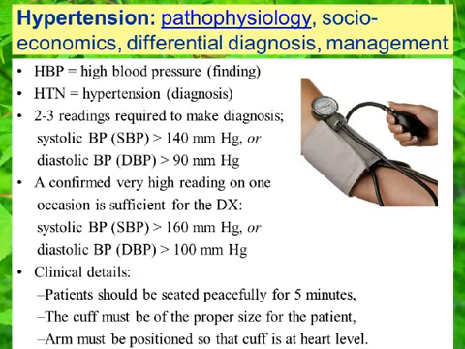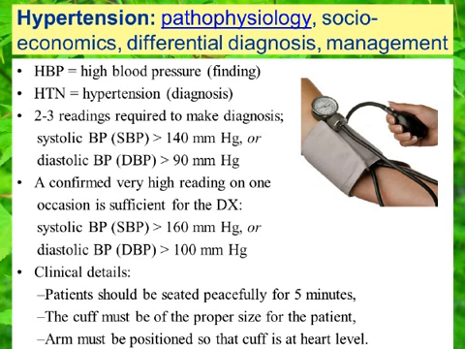High blood pressure is a clinical finding that leads to the diagnosis of hypertension. This diagnosis requires 2 to 3 readings of blood pressure, systolic greater than 140 millimeters of mercury, or diastolic greater than 90 millimeters of mercury. So typically what we look for is anything above 140 over 90. If either number is above its respective cutoff, then the patient can be diagnosed with hypertension. A confirmed very high reading on one occasion is sufficient to make the diagnosis.